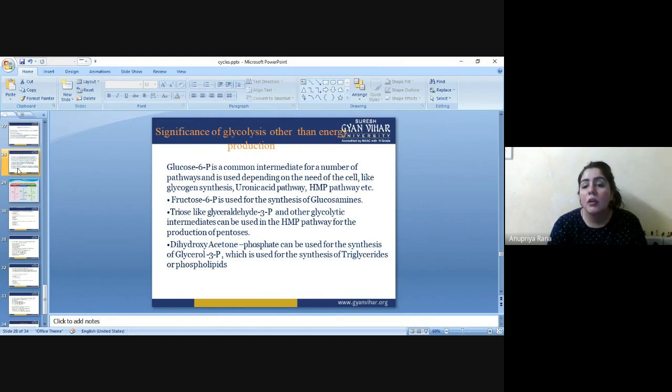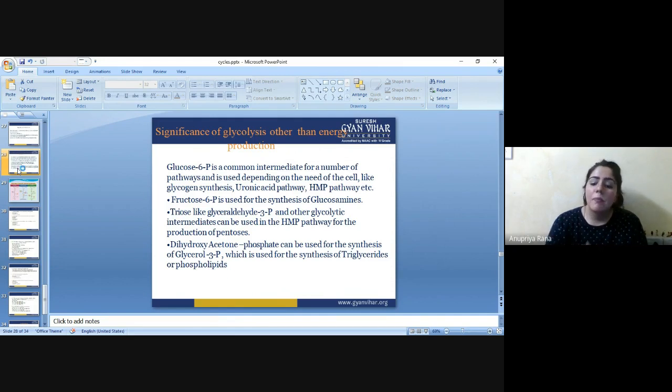This is also very important for the synthesis of glucosamines. Glucosamine synthesis can be done only with the help of fructose 6-phosphate, and fructose 6-phosphate is a product we get from glycolysis. Trioses like glyceraldehyde 3-phosphate and other glycolytic intermediates can be used in the HMP pathway for the production of pentose. When we studied the pentose phosphate pathway, we needed the glyceraldehyde for pentose production, so this also helps in that pathway.